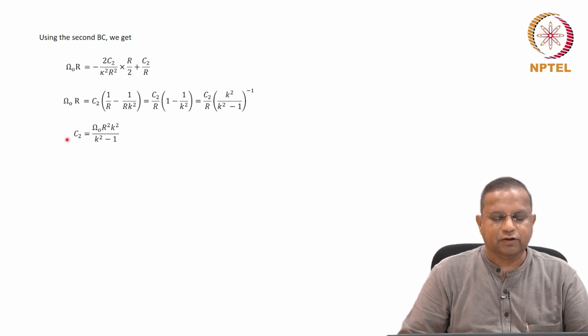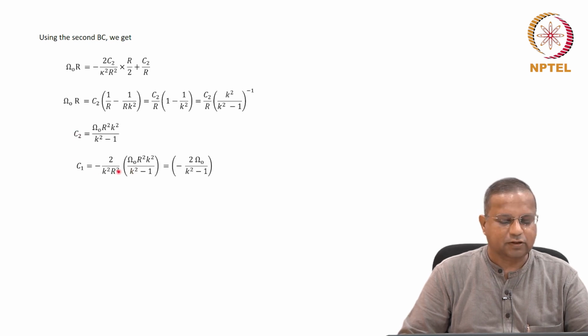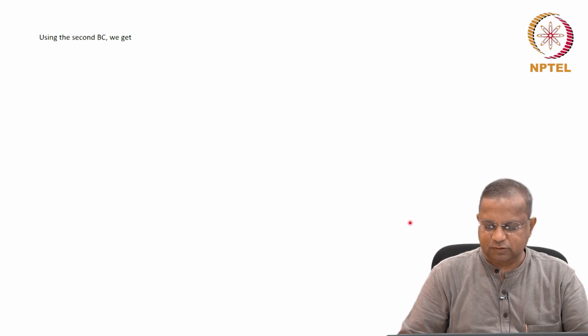Therefore we have C2 equals omega naught, r is already here, therefore r squared. Now this is 1 by, and therefore it goes to the other side, it's the same way, k squared by k squared minus 1. And C1 is nothing but, from the same manipulations, we have C1 given here.